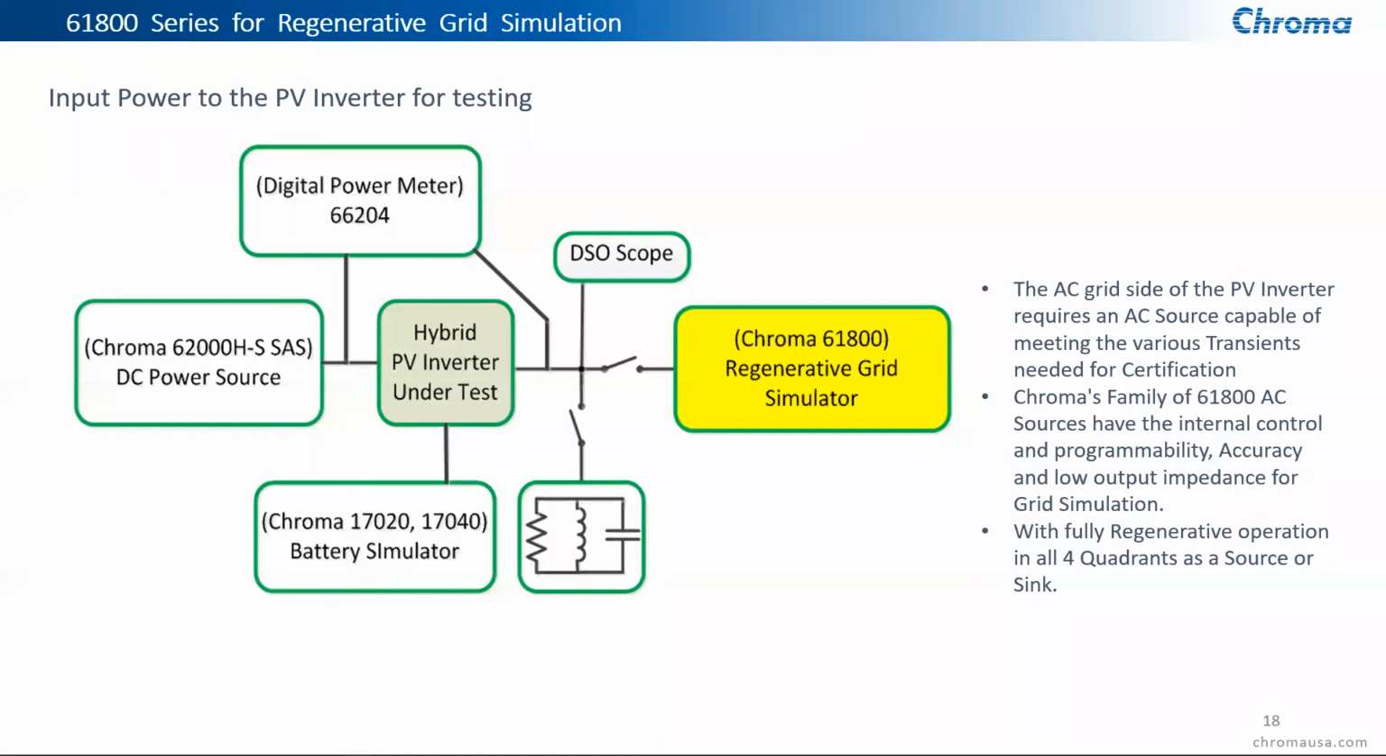So our Chroma 61800 regenerative grid simulators are perfect for that. Being regenerative, they operate in both directions, meaning they operate as a source or a sink, and they can also put power back onto the grid. They're perfect for testing PV inverters and hybrid PV inverters under grid-tied conditions.